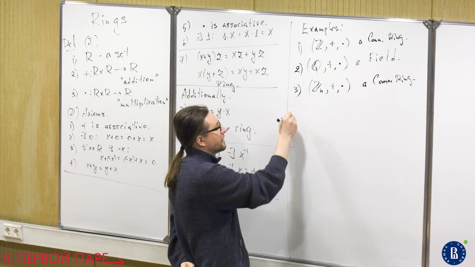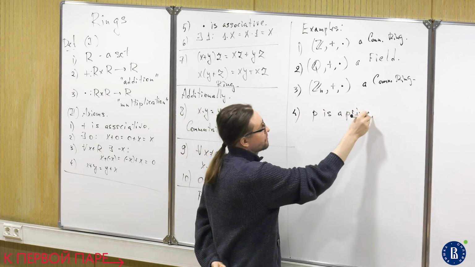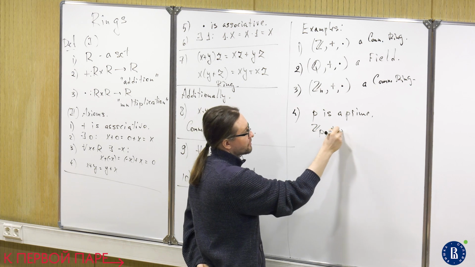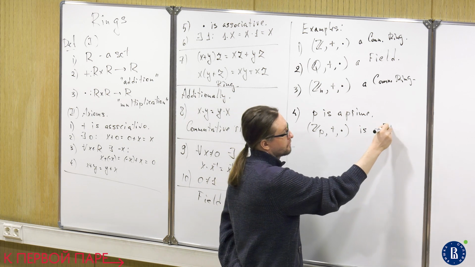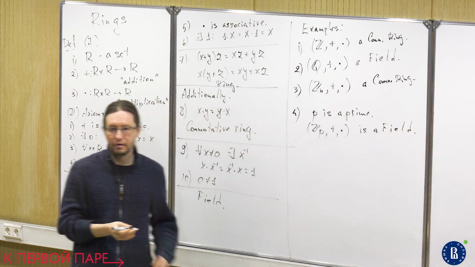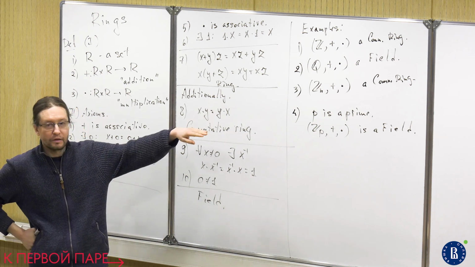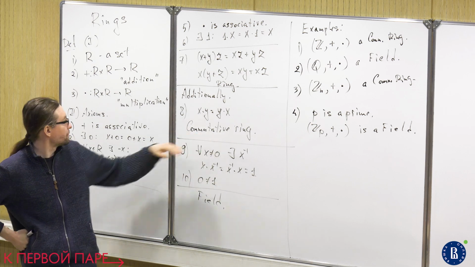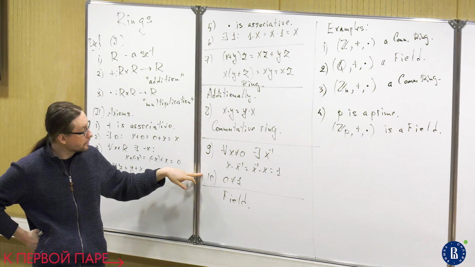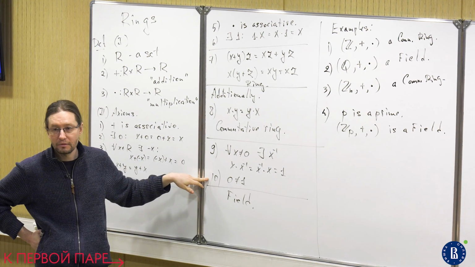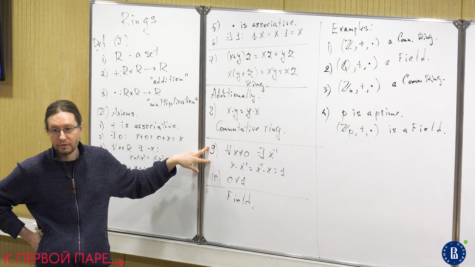For example, this ring is a field if and only if n is a prime number. So, number 4: if p is a prime number, then Zp with addition and multiplication is a field. So let's discuss why. Well, first of all, this is a commutative ring, so the axioms from 1 to 8 are satisfied. It's clear that axiom 10 is also satisfied, so we only need to check that axiom 9 holds.